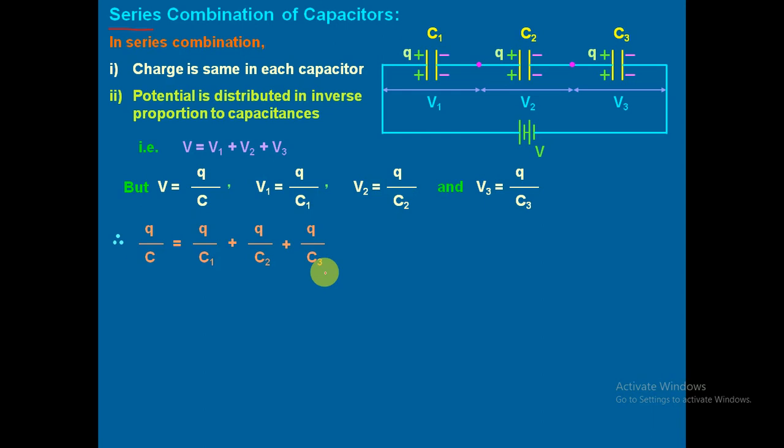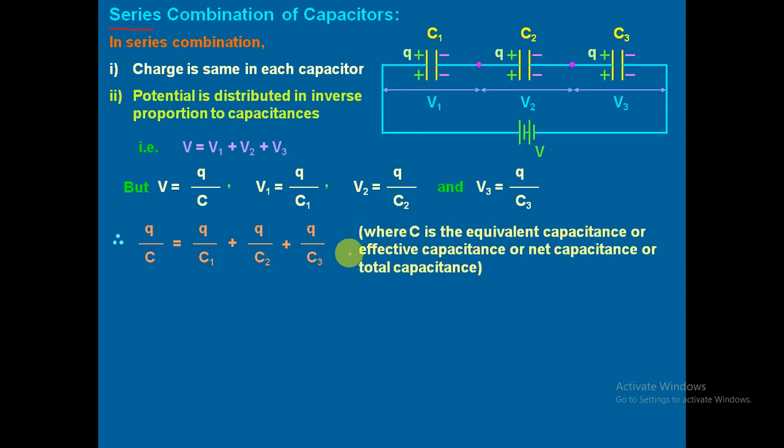Q is going to get cancelled. C is the equivalent capacitance or the effective capacitance, net capacitance. So here C is what? We have considered all three capacitors as a single capacitor whose capacitance is C. So this is the equivalent capacitance C. So we can get 1 over C is equal to 1 over C1 plus 1 over C2 plus 1 over C3. So this is the equivalent capacitance.